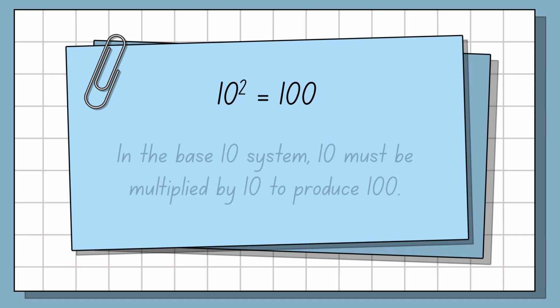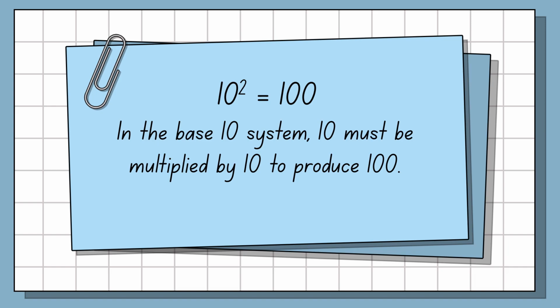An example of exponentiation is 10 raised to the exponent of 2 is equal to 100. In the base 10 system, 10 must be multiplied by 10 to produce 100. To write this as an inverse function, which is a logarithm, we do it like this: log base 10 of 100 is equal to 2.